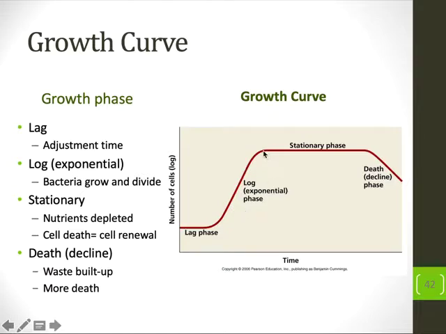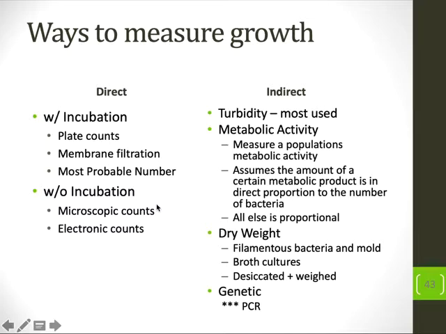At that stage, the growth becomes stationary. So the rate at which the organisms are dying and the rate at which they are being produced is the same. So cell death is equal to cell renewal. The nutrients are depleting until they get to a point where the rate at which they are dying will be higher than the rate at which they are being replaced. And that's the death phase or the decline phase. It's important that you understand these phases and understand what's going on at each of these phases as well.